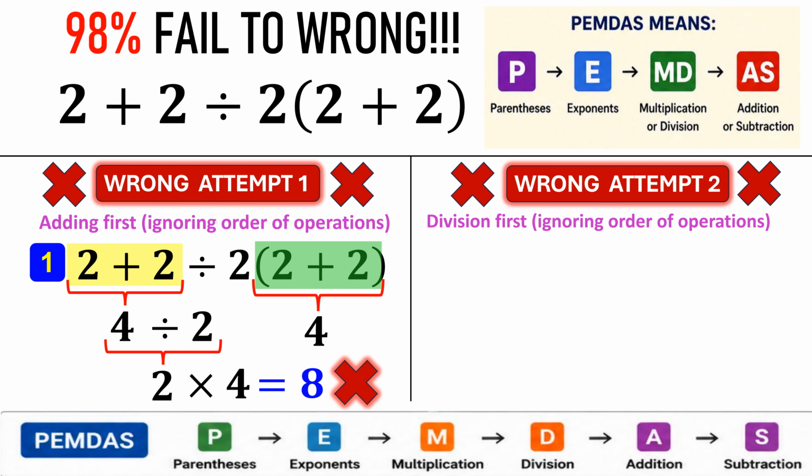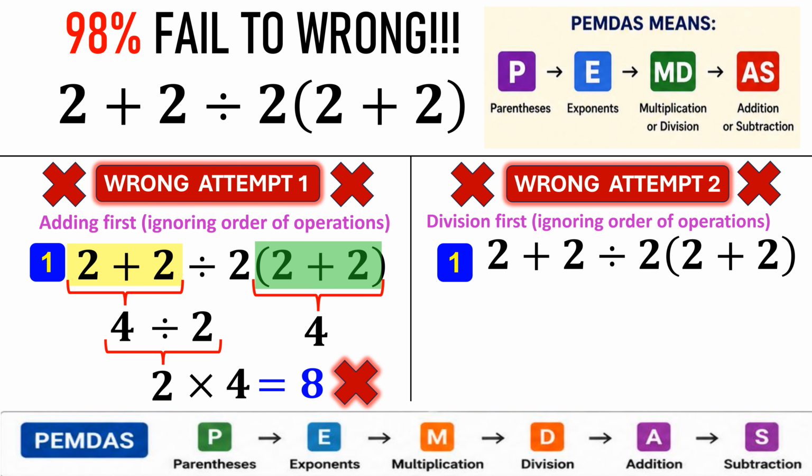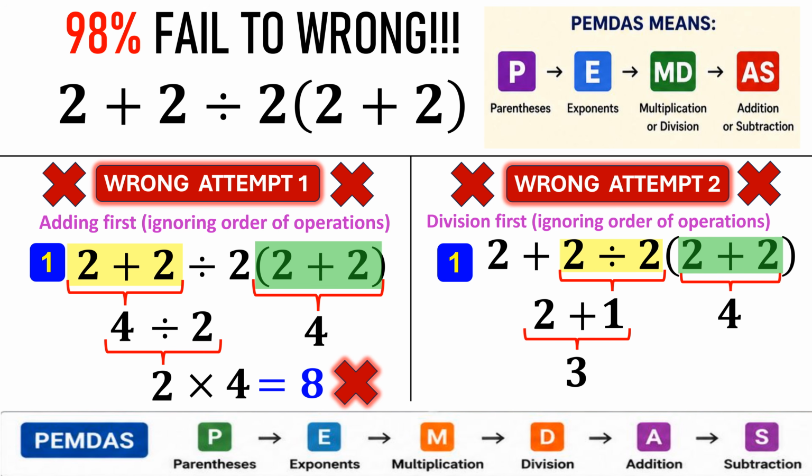Now let's look at another mistake. In this method, the person does the division first. 2 divided by 2 equals 1, and 2 + 1 equals 3. Then they solve the parentheses, 2 + 2 equals 4, and finally 3 times 4 equals 12. So this method leads us to 12. But this answer is also wrong.